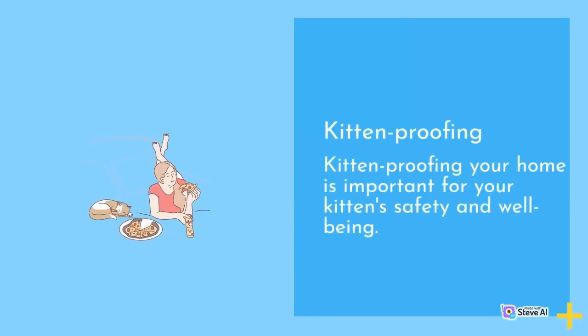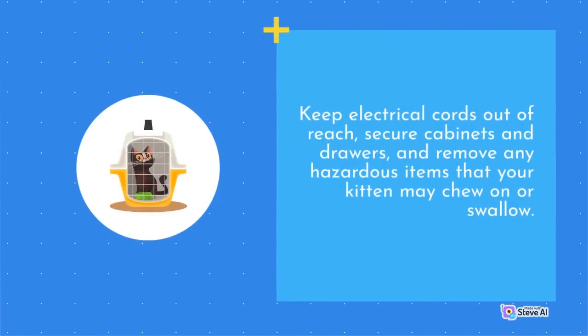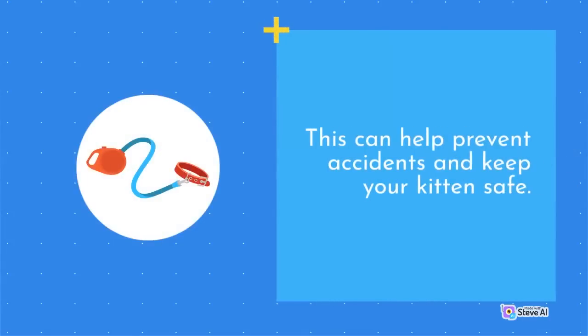Kitten proofing. Kitten proofing your home is important for your kitten's safety and well-being. Keep electrical cords out of reach, secure cabinets and drawers, and remove any hazardous items that your kitten may chew on or swallow. This can help prevent accidents and keep your kitten safe.